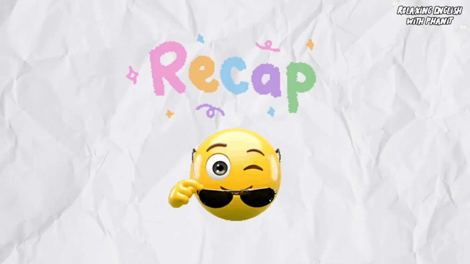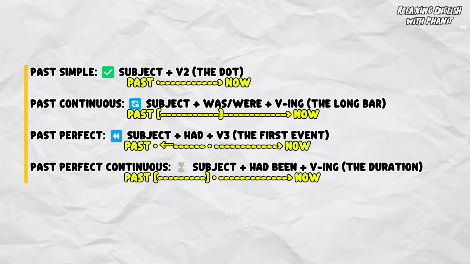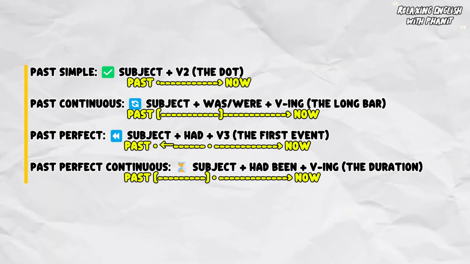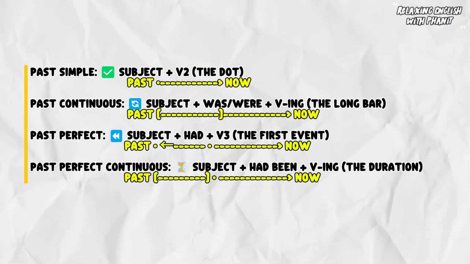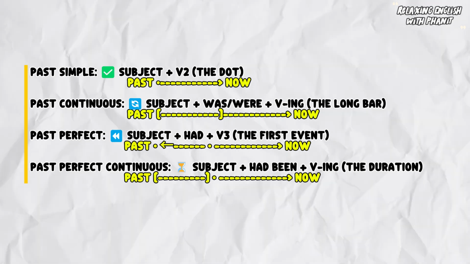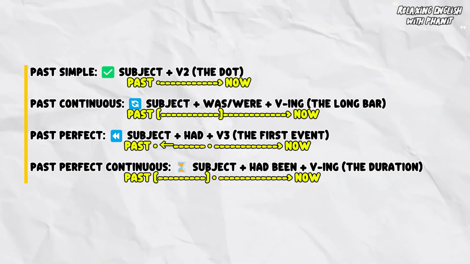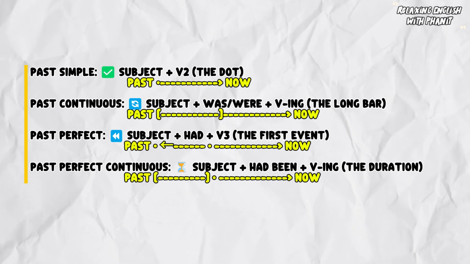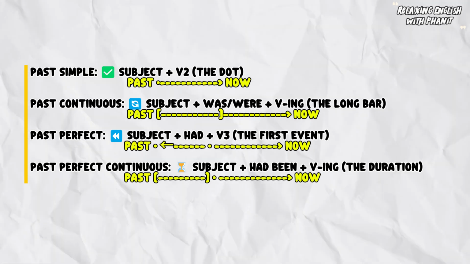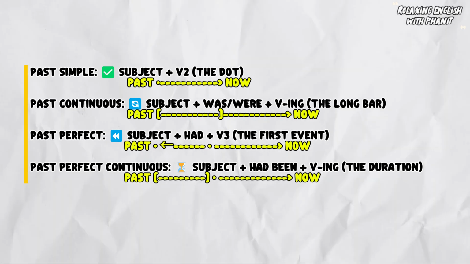So, let's do a super quick recap. Past simple, the dot, a finished action. Past continuous, the long bar, an action in progress. Past perfect, the past in the past. The first of 2 events. Past perfect continuous, the long bar of duration before another past event. Got it? Whoa! Amazing! Before you practice, here are my top tips.